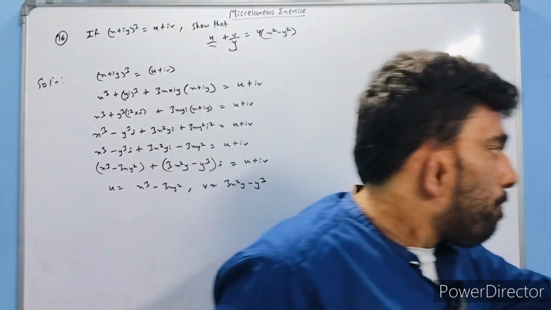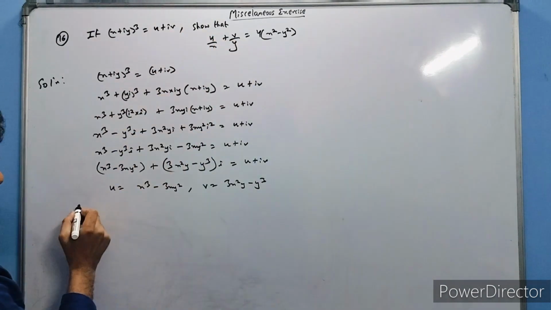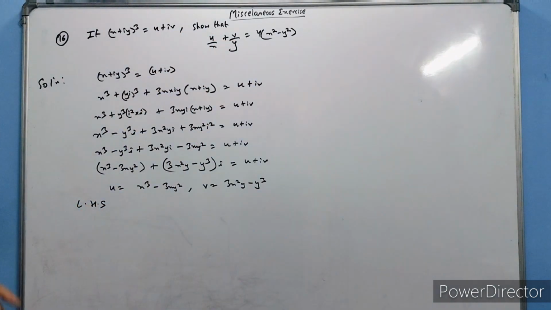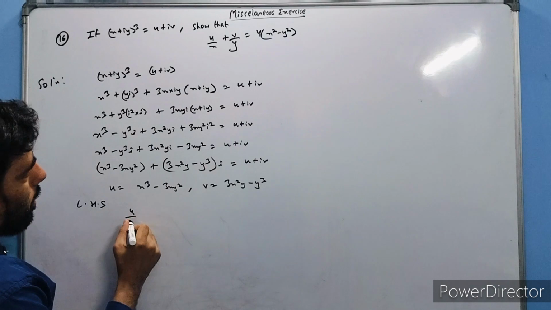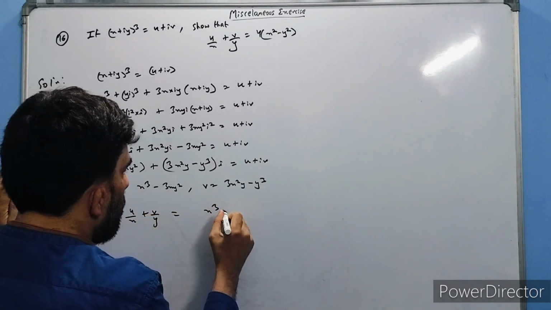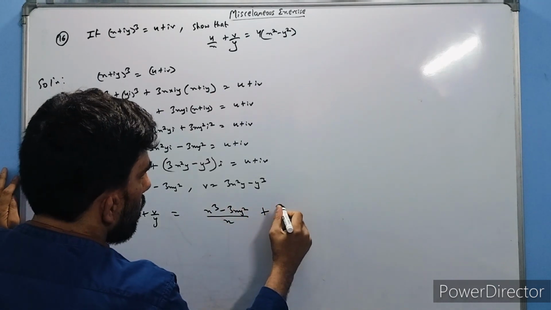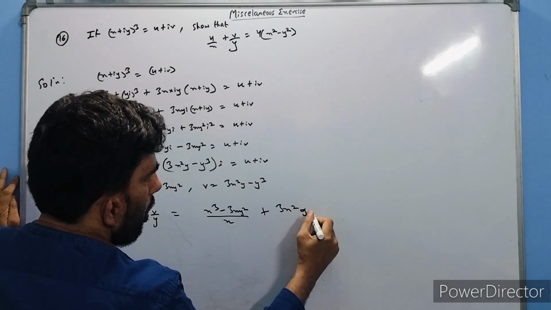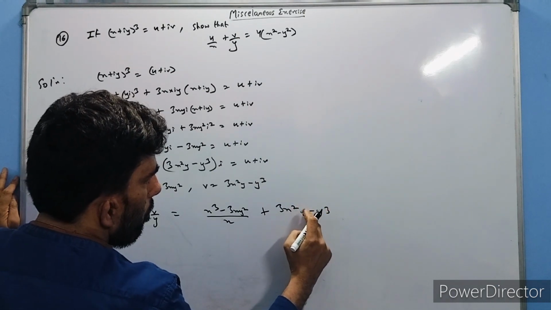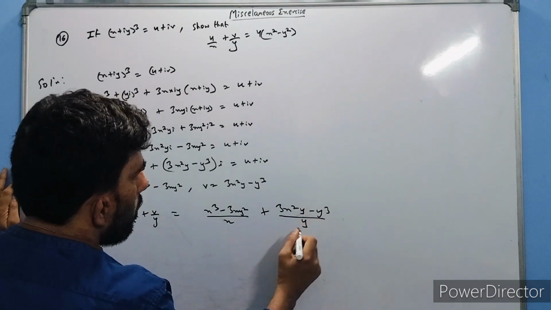So now let us try this. We have u here, so if I try to solve the LHS first, so now let's try to solve the LHS. So now what we have is u upon x plus v upon y. So what we have, if I divide x³ minus 3xy² by x plus (3x²y minus y³) upon y.